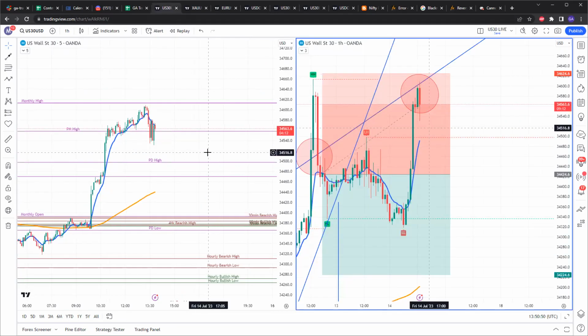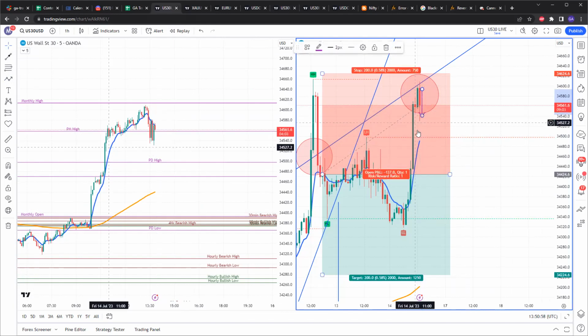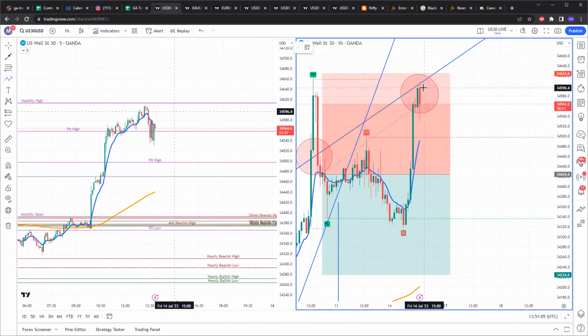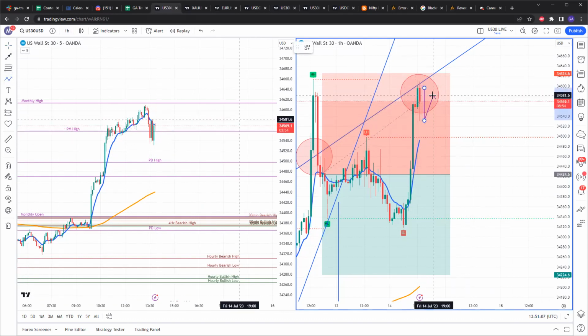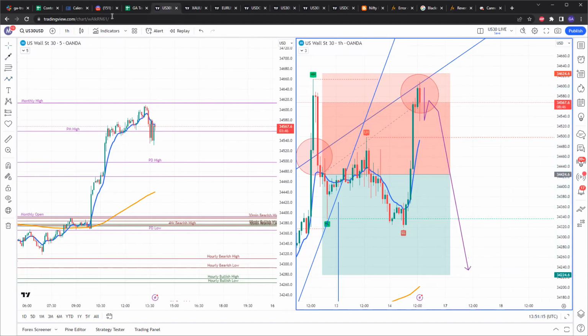Other than that, for today, for US 30, as I mentioned, wait for this candle to close, and then you want the next hourly candle. You want this to close below. Then you want the next hourly candle to open, and either retest or just close below. And at that point, you can enter a sell towards the downside.